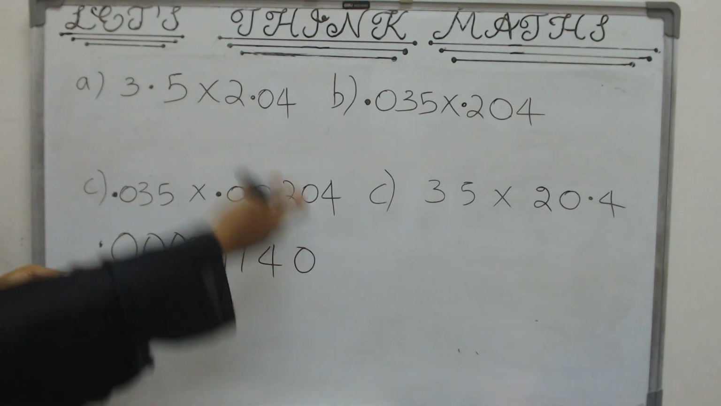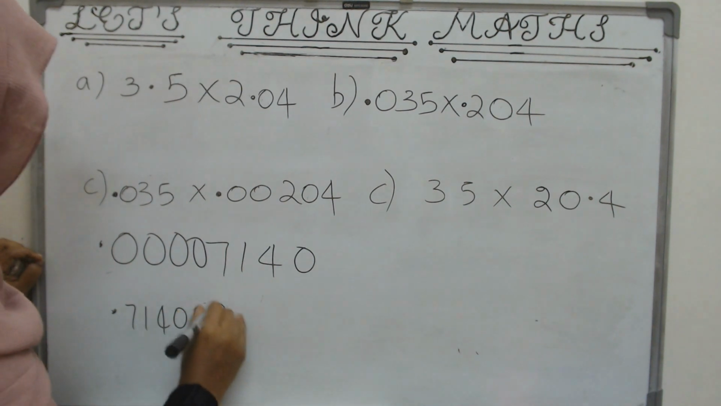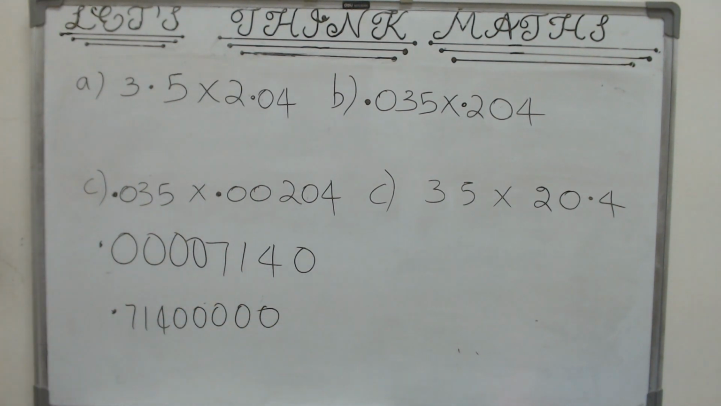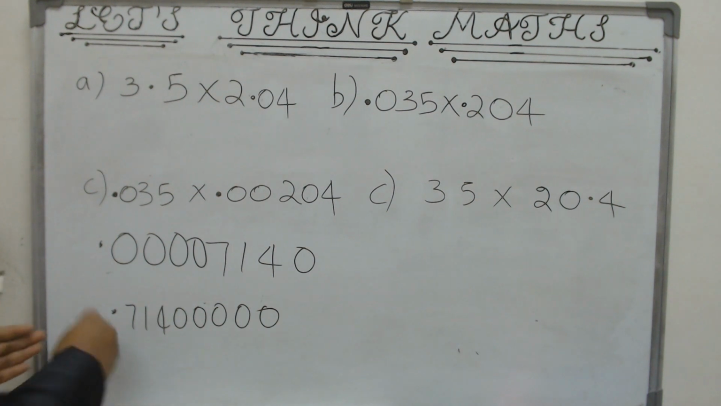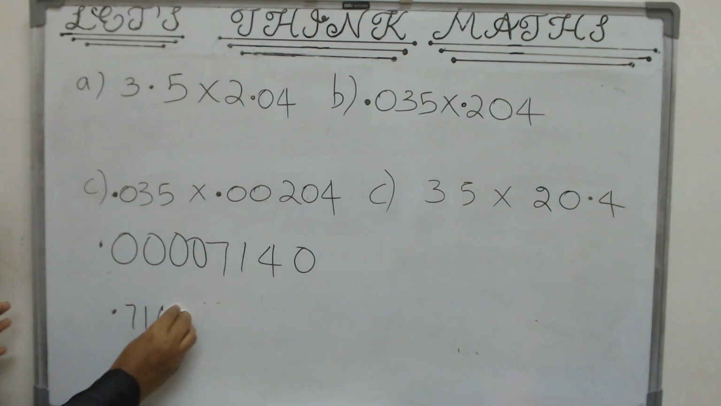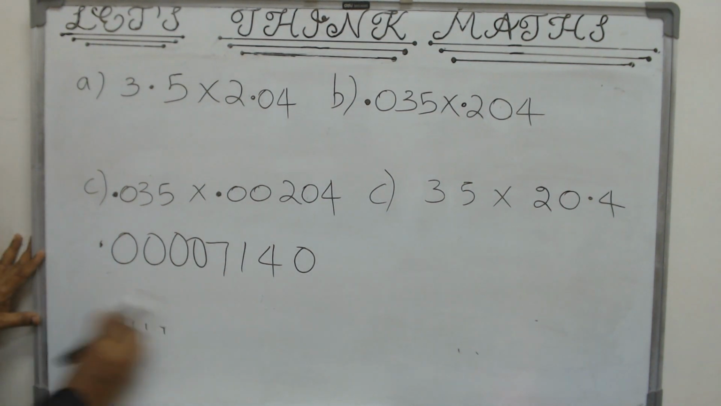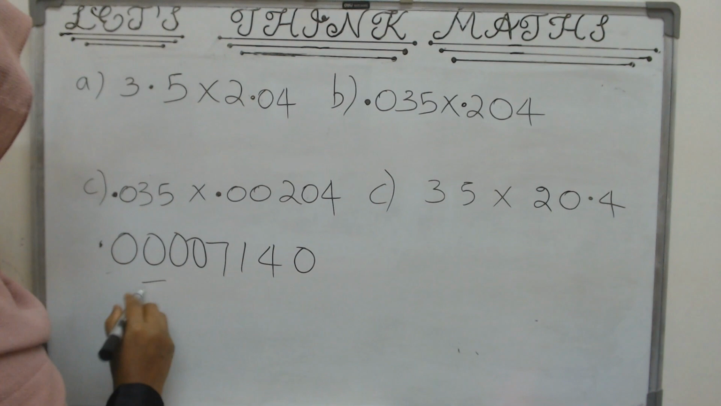Now, why are we adding zeros here? Why not here? We just learned that property, right? Adding zeros after the decimal place is of no use. We need 8 digits in the decimal place. So this is our answer.